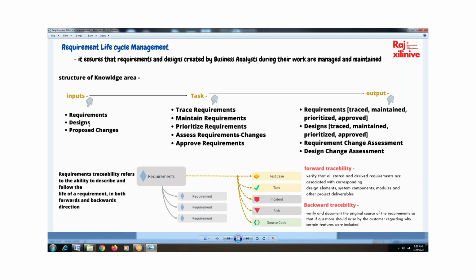What does tracing out the requirements mean? Tracing out the requirements means there will be two cases. One is the use case, second is the test case. What's the connection between use case and test case? Use case is what you are developing according to the requirements of the customer. Test case is the final end result, because the test case will be prepared by the testing team. So to trace the requirements, there is a concept called the requirement traceability matrix.